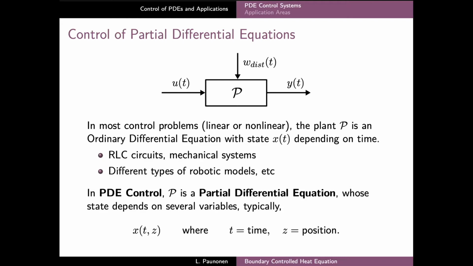On the other hand, in PDE control, the control system P is instead described by a partial differential equation whose state depends also on other variables besides the variable t, time. For example, very typically a position variable is involved, but these other variables can have other interpretations as well. And in addition, the model of the system, the partial differential equation, involves differentiation of the state with respect to both the time variable and the other variables as well.